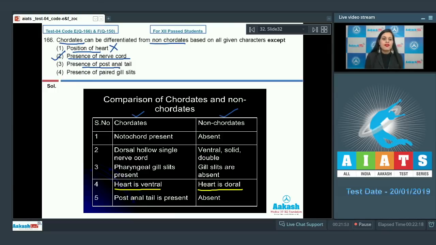Next option is presence of post-anal tail. And this is also an incorrect option because based on this, we can differentiate between chordates as well as non-chordates. As you can see here, in chordates, post-anal tail is present, whereas in non-chordates, it is absent. The last option given is presence of paired gill slits. And this is also an incorrect option because in non-chordates, gill slits are absent, whereas in chordates, pharyngeal gill slits are present. So the correct answer to this question is option number 2. Let's discuss our next question.